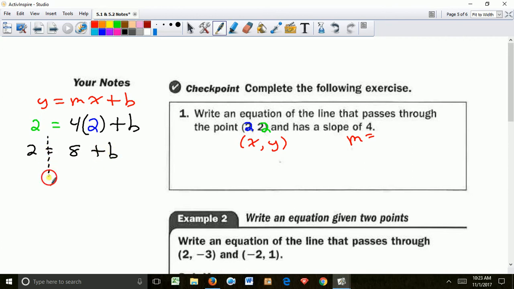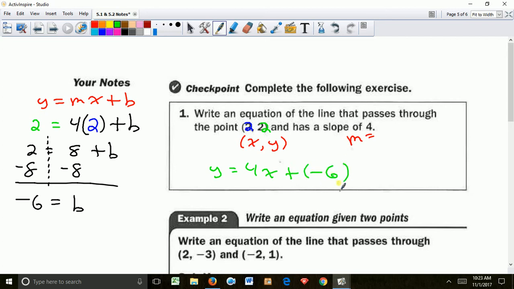Now you can solve for b. You can subtract 8 from both sides of your equation and get negative 6 is equal to b. Don't forget to rewrite the final equation. It's going to become y is equal to 4x plus negative 6. Again, you simplify that, and you get y is equal to 4x minus 6.